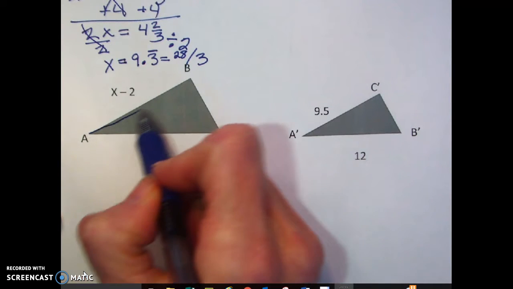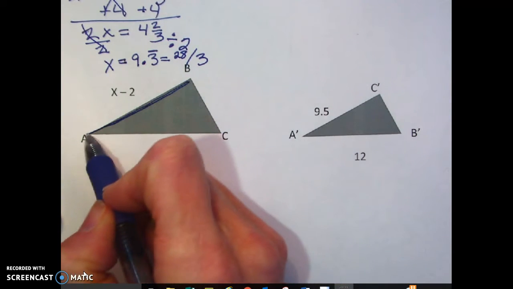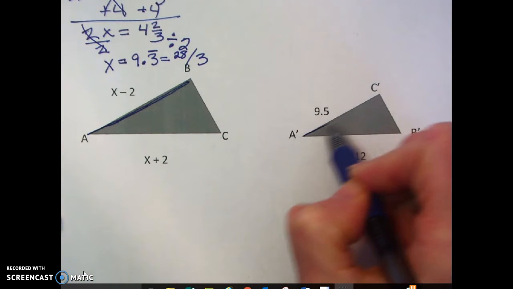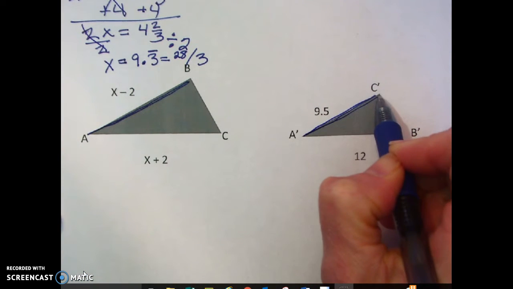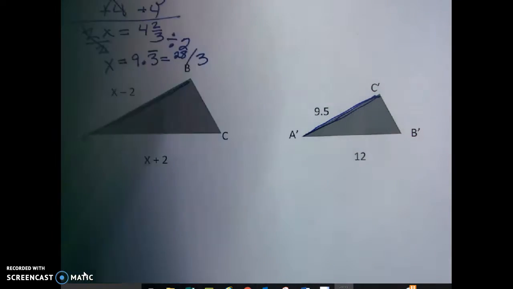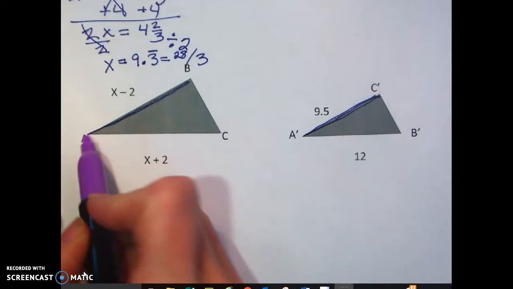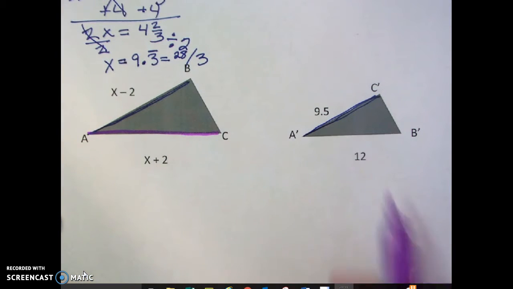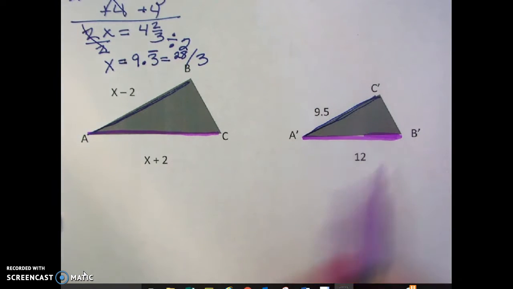So in this triangle, what side is going to match this? It's going to be the 9.5 side. So when we set this up, those two sides have to match each other. Now, if we're looking at the bottom here, the side that's going to match would be the bottom here. So we want to make sure that we are setting those pieces up together also.